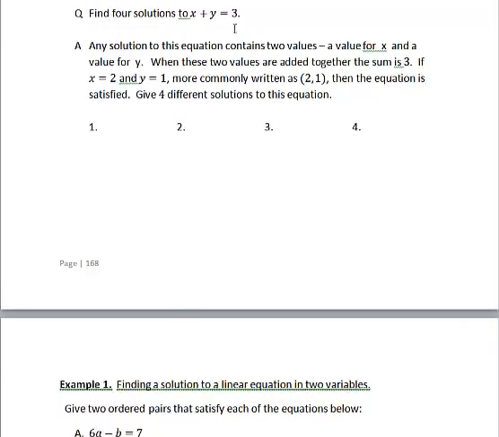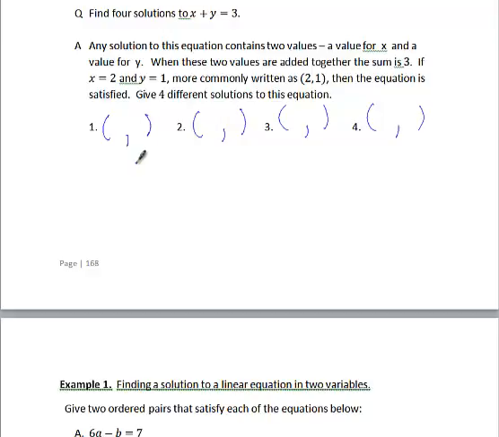And we'll run up on a question that says find 4 solutions to x plus y equals 3. Alright, so in the previous chapters where we solved an equation, we usually just had 1 variable, but now we have 2. And so a solution is represented by an ordered pair. So it wanted 4 solutions, and for each one, we're going to have 2 numbers, an x and a y.